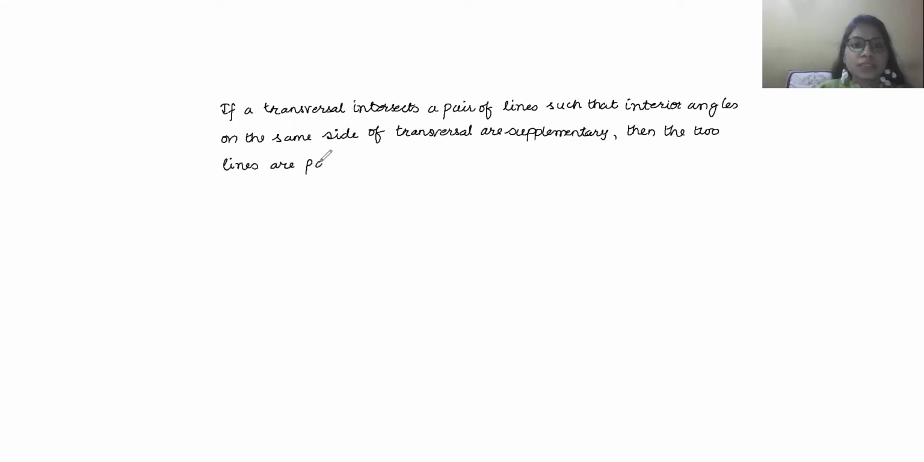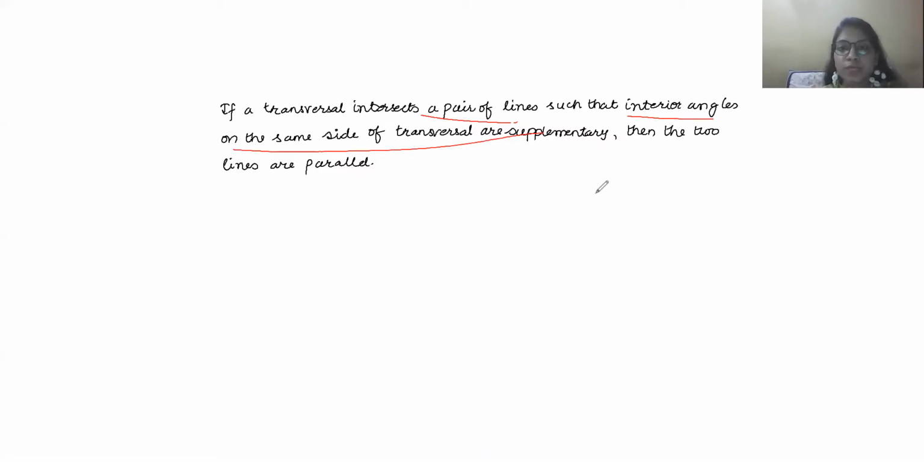So let's try to understand this result first, and then we'll try to prove how you can say that the lines are parallel if you have this given condition. See, the result says that if a transversal intersects a pair of lines, it is not given to us that the lines are parallel or not. It is given that a transversal is intersecting a pair of lines. Now, the condition given to us is that interior angles on the same side of the transversal are supplementary. The interior angles which are on the same side of the transversal, which we can also call co-interior angles, if they are supplementary, then you can conclude that the lines are parallel.